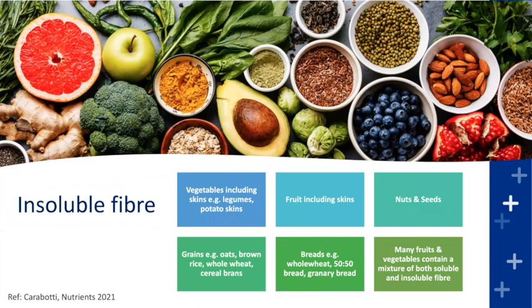If we look at insoluble fibre, you've got the vegetables, including skins, legumes, potato skins, fruit skins, nuts and seeds, the grains, the oats, the brown rice, whole wheat, cereal bran, things like breads that are whole wheat, 50-50, granary bread, for instance. But I think it's really important to understand that many of these foods have both insoluble and soluble fibre in. And the soluble fibre is very important as well, but the insoluble fibre is what keeps those bowels moving smoothly and more rapidly through the gut so that you don't get constipation, and that will hopefully help reduce the chance of developing diverticular disease.